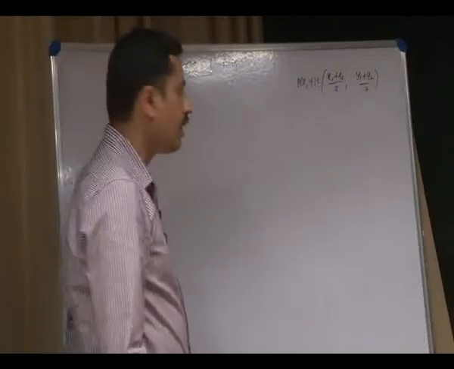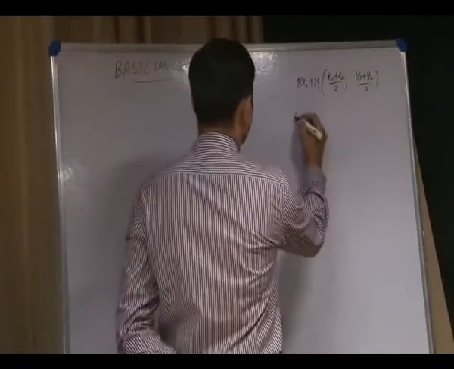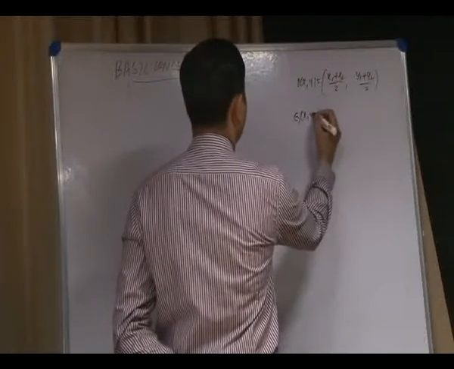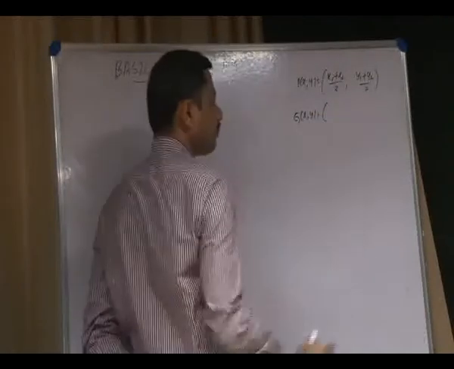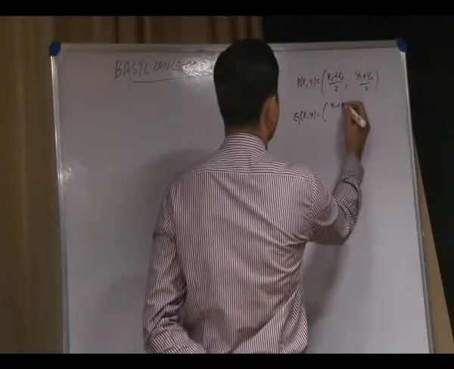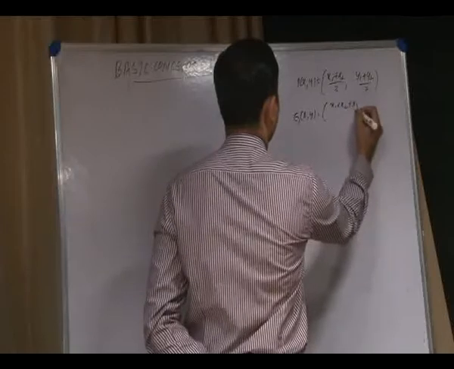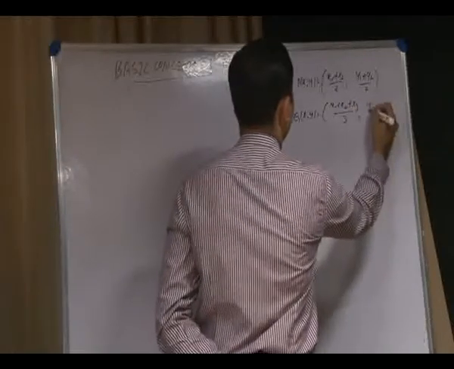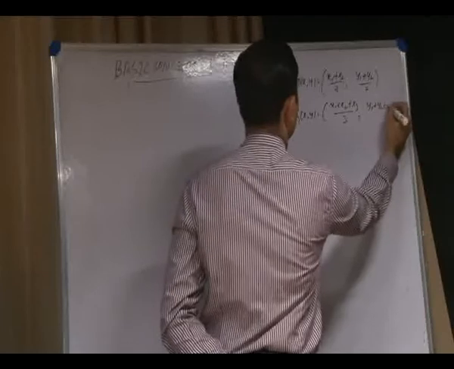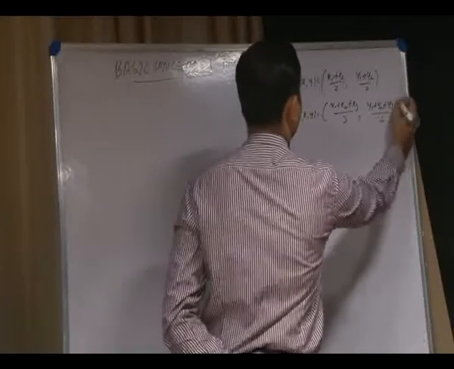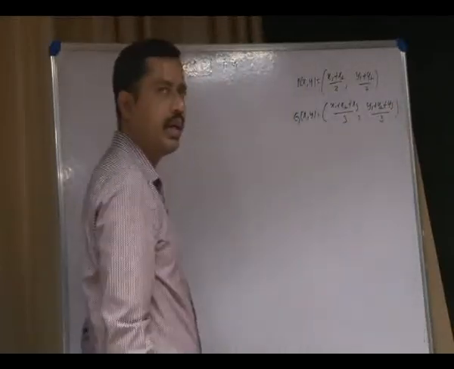And the centroid of a triangle is given by the coordinates of the centroid G x comma y is equal to, x coordinate is x1 plus x2 plus x3 divided by 3 and y coordinate is y1 plus y2 plus y3 divided by 3. That is the centroid of a triangle.